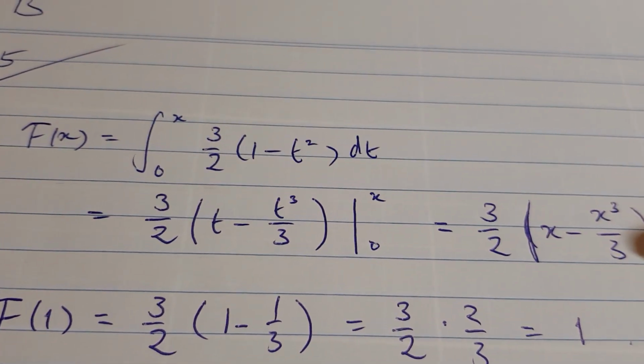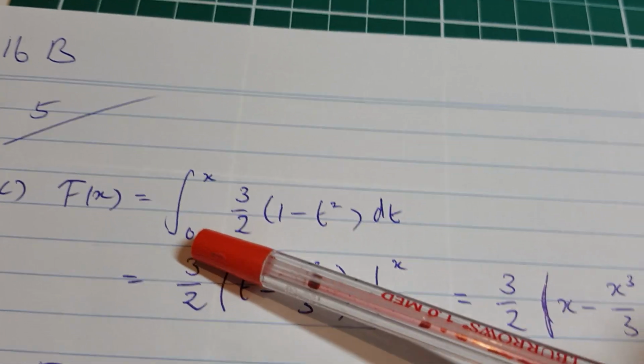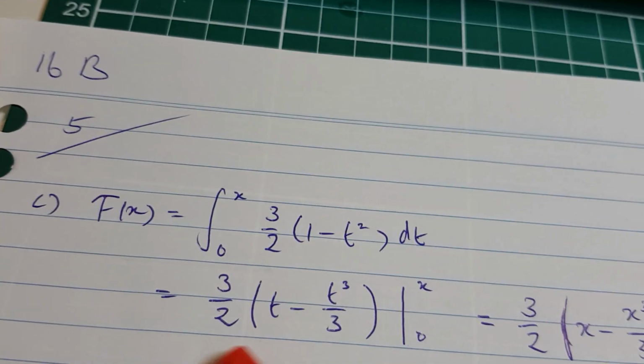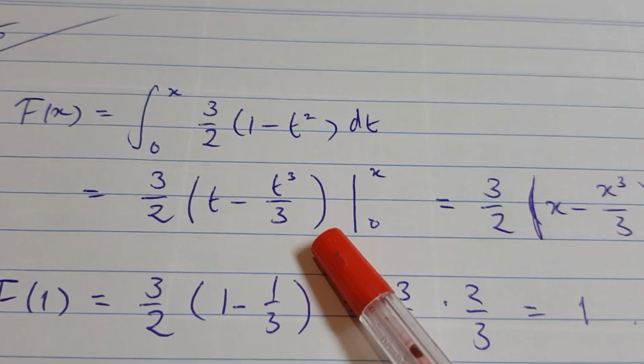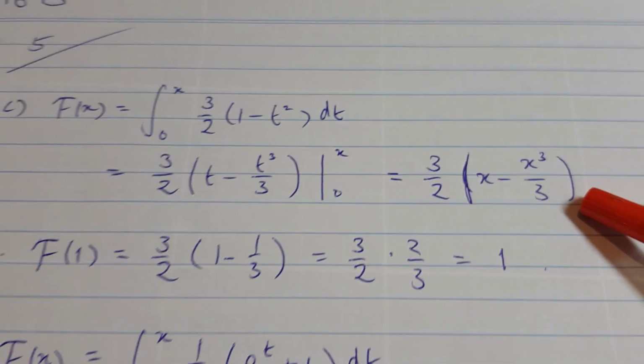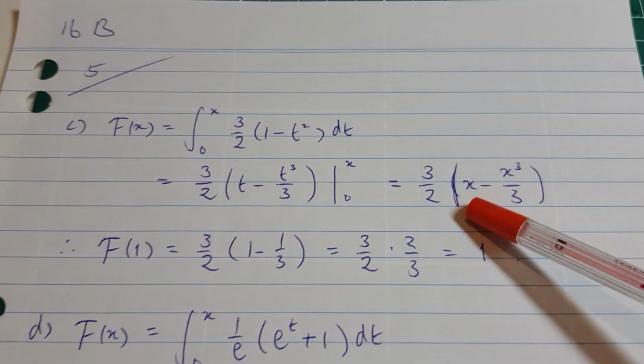Okay, so that's that one. Every x gets replaced by t, and here the 0, you start from 0, and that's the x. So 2 and 3, all that, and evaluation gives you this. So that's the actual cumulative density function, or CDF, in terms of x.